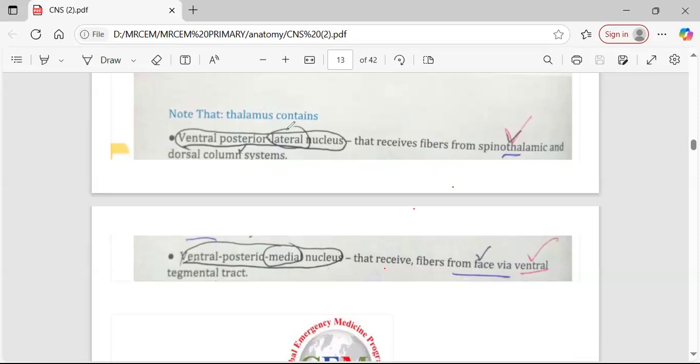So the ventroposterior lateral nucleus receives the fibers from the spinothalamic and dorsal column system, and the ventroposterior medial receives fibers from the face. You can remember the face, the trigeminal tract.